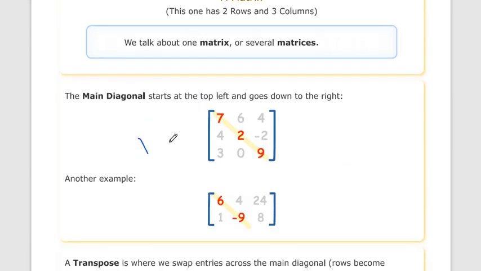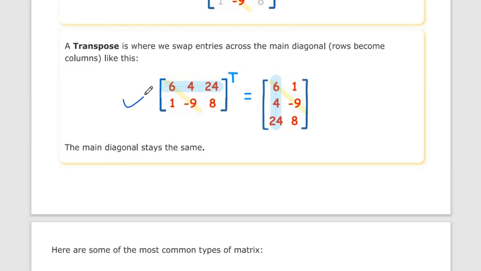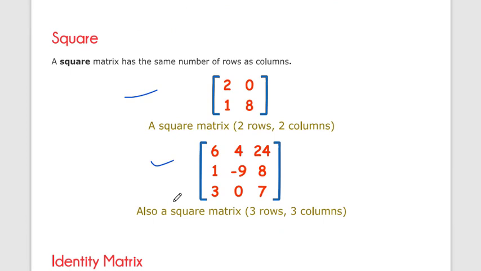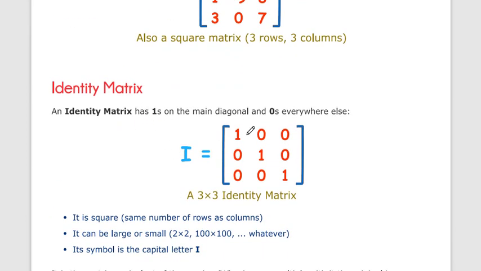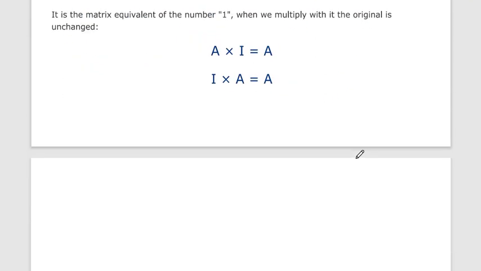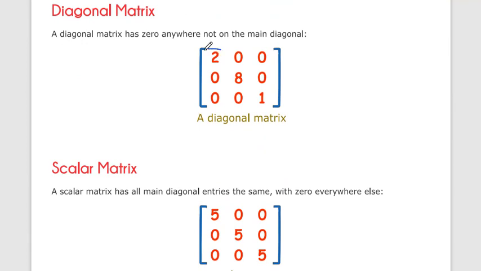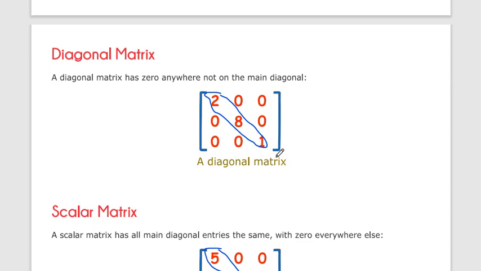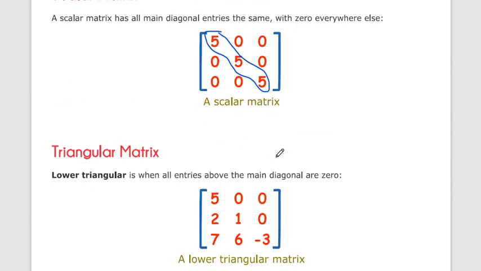Different types of matrix. This is the main diagonal. Square matrix, like 2 by 2, has the same number of rows and number of columns. Identity matrix has all diagonal elements 1 and all others 0. An identity matrix is always a square matrix. Diagonal matrix has values in the diagonal but other values are 0. Scalar matrix has the same value in the diagonal. Okay, so do not confuse identity, diagonal and scalar matrices.